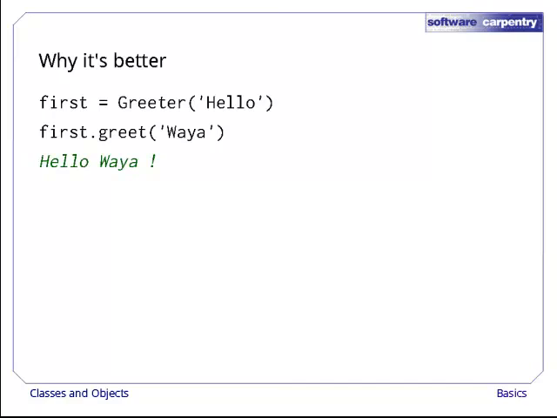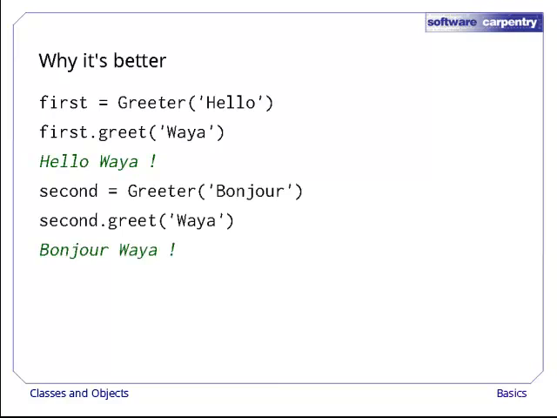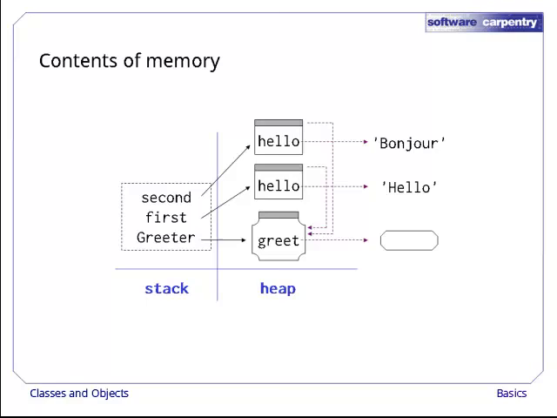We don't have to remember to assign anything after creating the object. And of course, if we want to create a second object, we can do so and customize it as it's being created as well. Everything happens in one line, which is easier to read and much less error-prone. Just as a reminder, here's what memory looks like after both objects have been created.